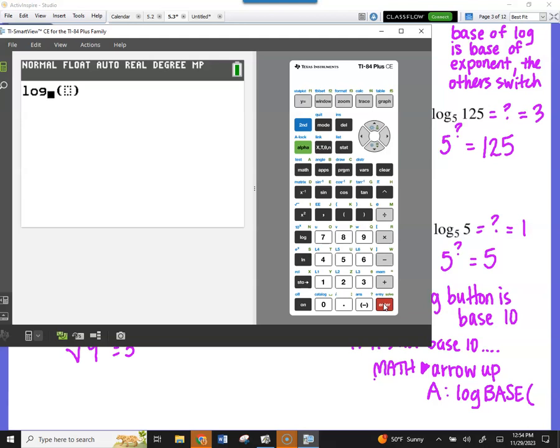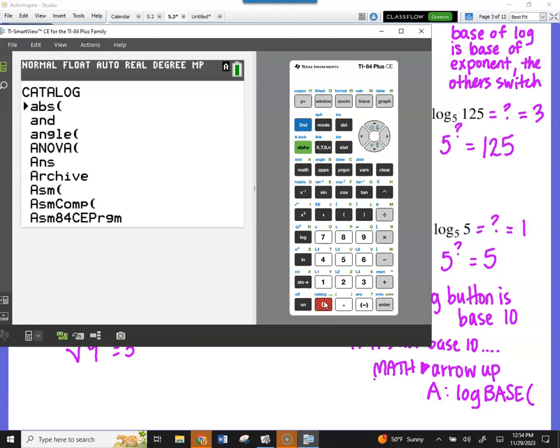Where's that at? Second, zero. Second, zero is your catalog, and then you can hit the L button, and it will zoom to all the words that begin with L. Find the letter L, that would be the right parentheses, and it will jump to the L section. You can use this on the ACT.